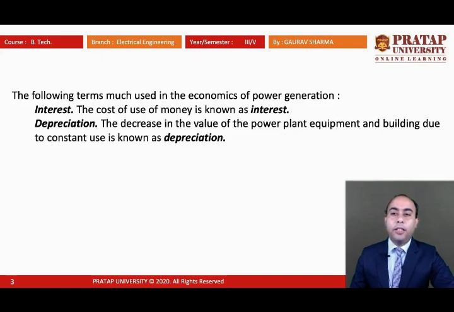The following terms are much used in the economics of power generation. Interest: the cost of money is known as interest. Depreciation: the decrease in the value of the power plant equipment and the building due to constant use is known as depreciation.